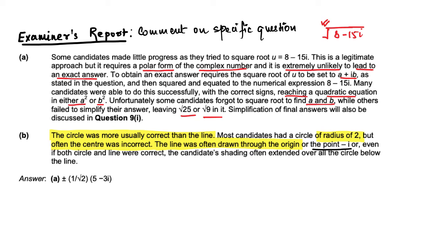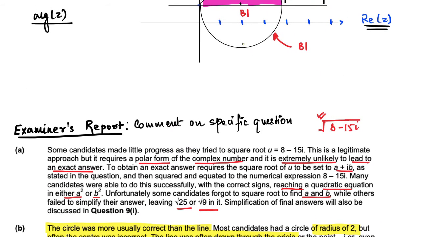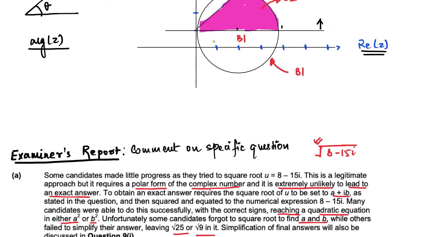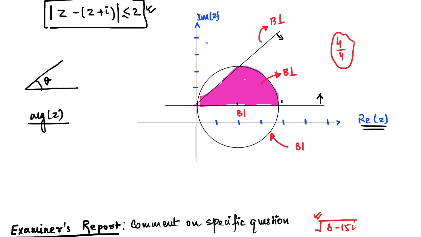the third point where they have made a mistake is that even if both the circle and line were correct, the candidates' shading often extended over the circle below the line. Which means what they have done is some of the candidates must have shaded this part also, this part also. So which is not the required region.